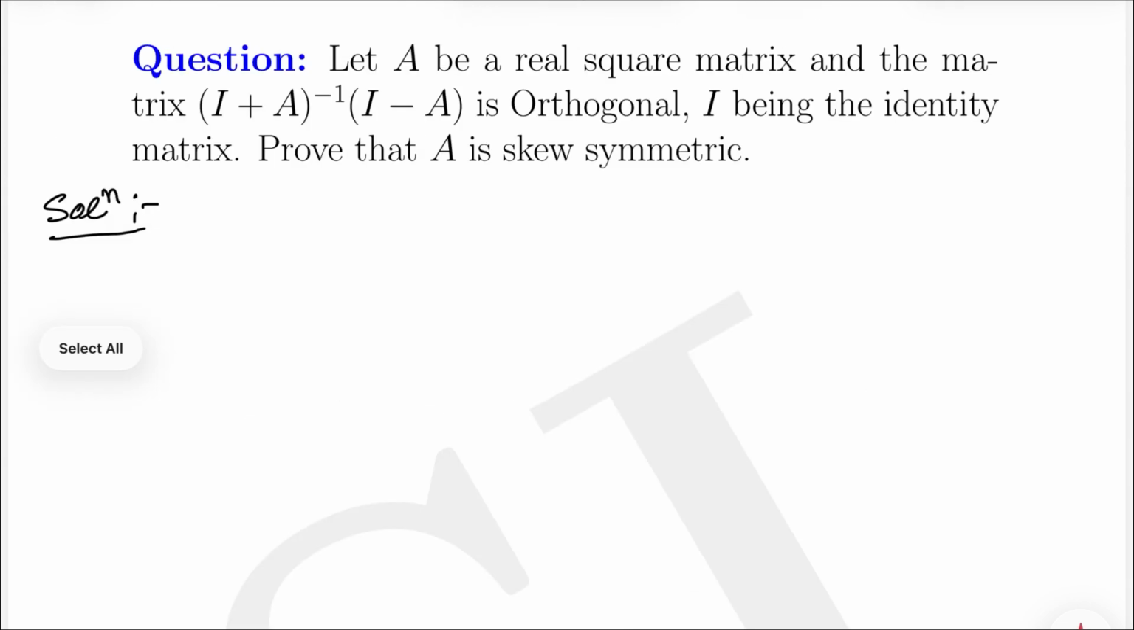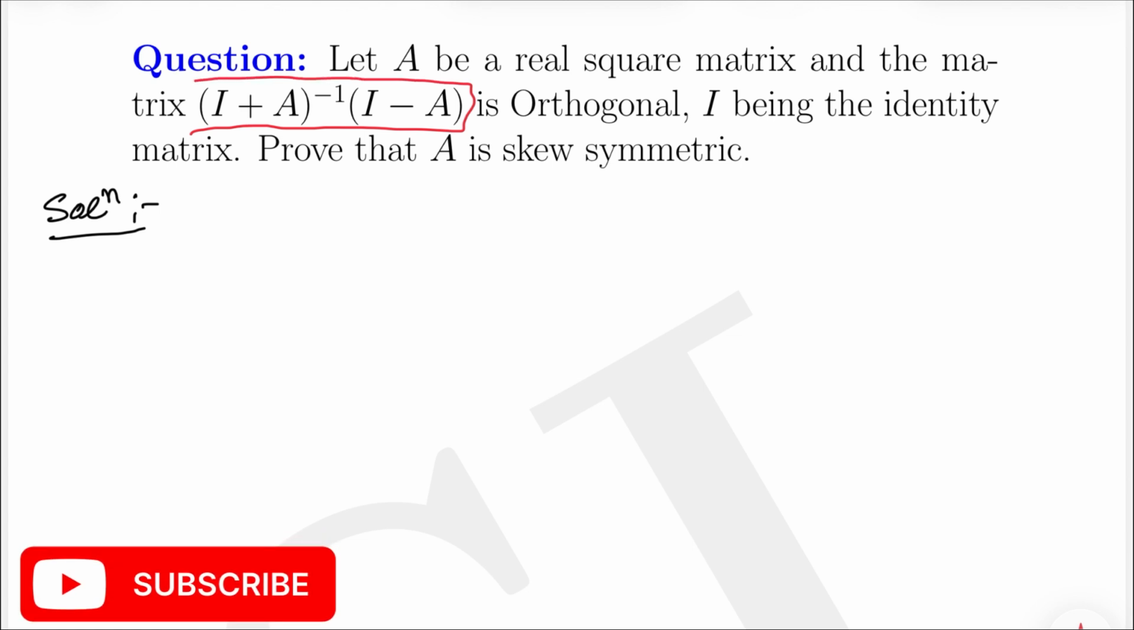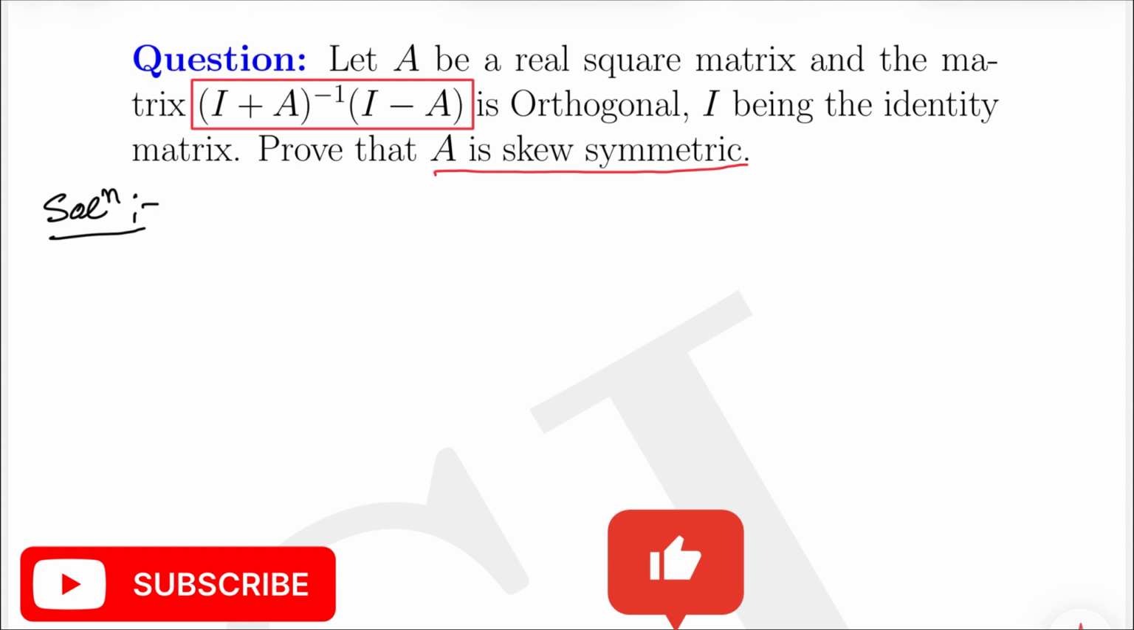So the next problem is: let A be a real square matrix, and the matrix (I plus A) inverse into (I minus A) is orthogonal. Then we have to prove that the matrix A is skew symmetric. That means we have to show that A transpose is equal to minus A. This is our target.